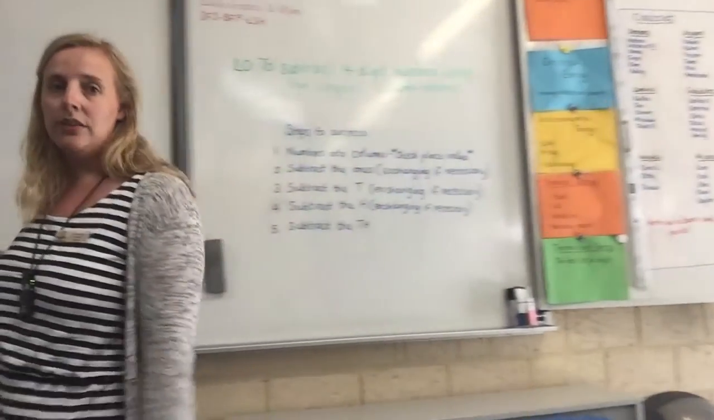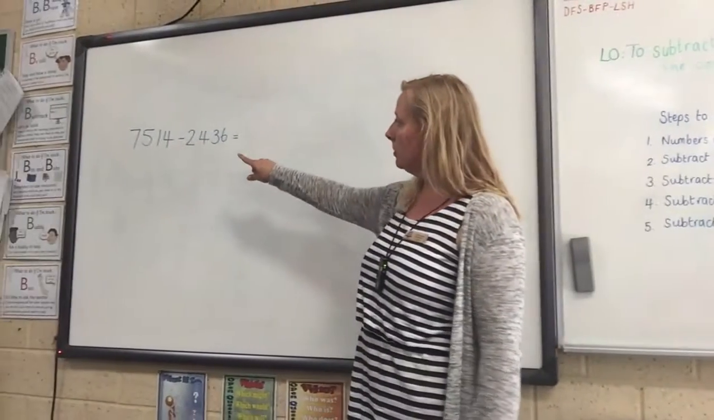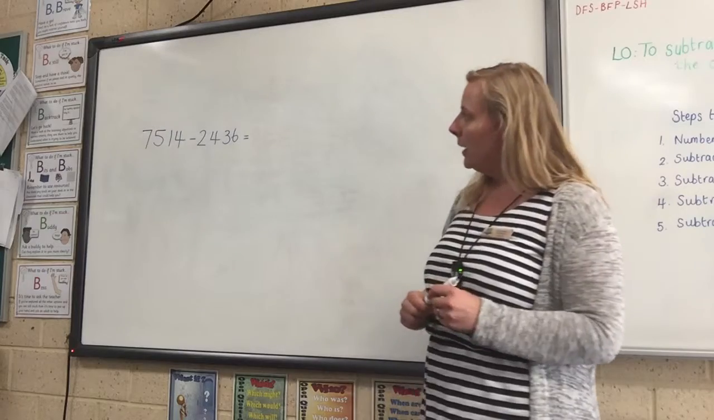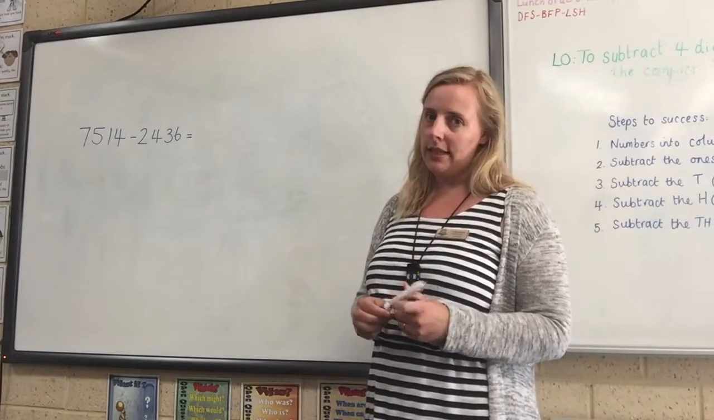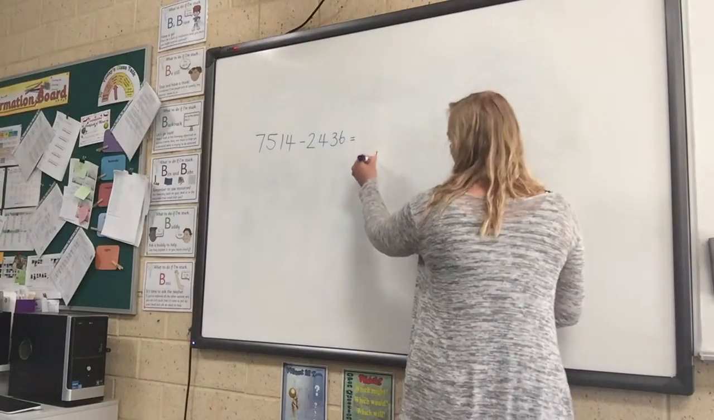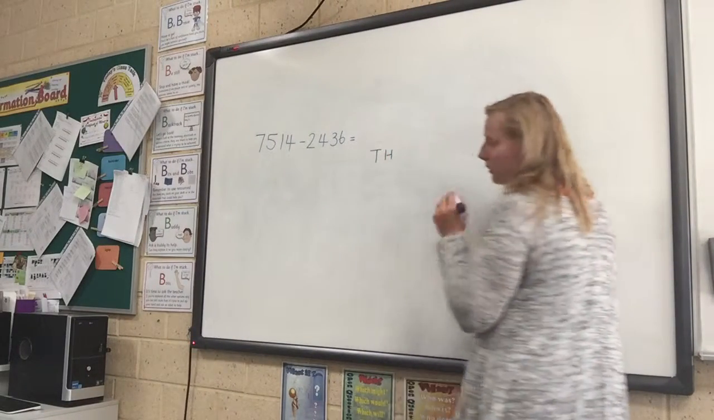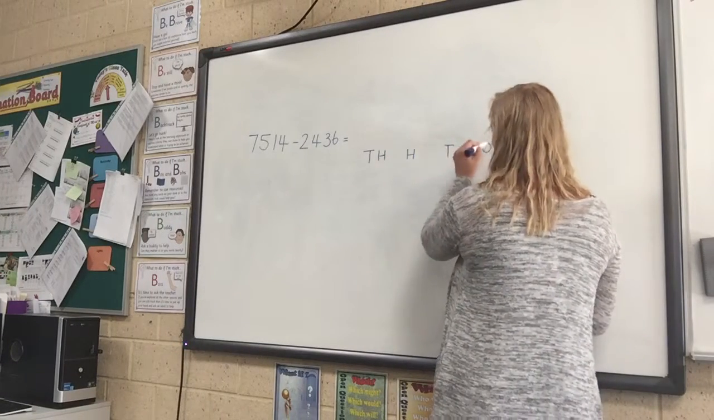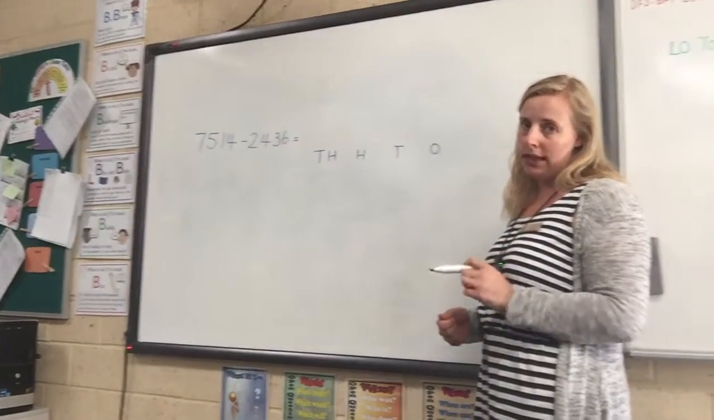So if we have a look over here, the first calculation I've got up here is 7,514 take away 2,436. So according to my steps to success, I'm going to get those put into the columns now. So I'm going to head up my columns, starting at thousands, hundreds, tens and ones. Make sure my number's going in really accurately now.